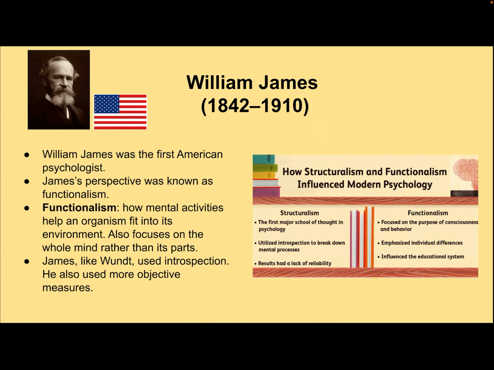Now we'll talk about William James, the American psychologist, the first American psychologist who also kind of got this psychology science thing started along with Wundt. James's perspective, as opposed to structuralism like Wundt, was functionalism. He learned a lot about Darwinism and wanted to learn about how mental activities can help an organism fit into its environment, the adaptation side of things. And he also focused on the whole mind rather than its parts. So the actual functional part of the mind as opposed to the structure of the mind like Wundt.